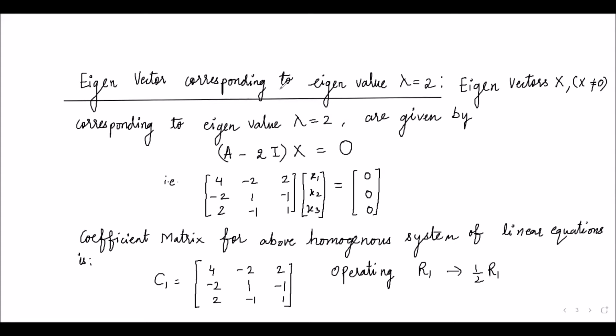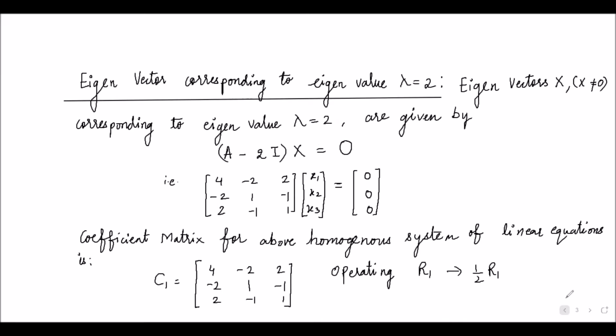So eigenvector corresponding to eigenvalue 2. Lambda is a notation which we are using here for eigenvalue. Eigenvector x, we are denoting here the eigenvector by x. It is a non-zero vector. Corresponding to eigenvalue lambda equal to 2 are given by (A - 2I)x = 0.